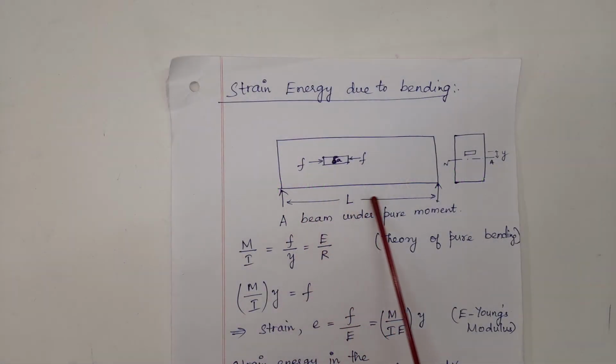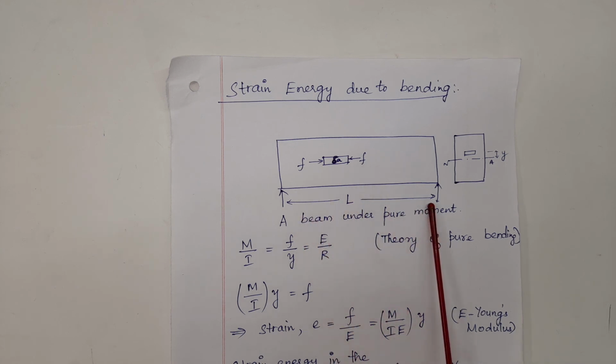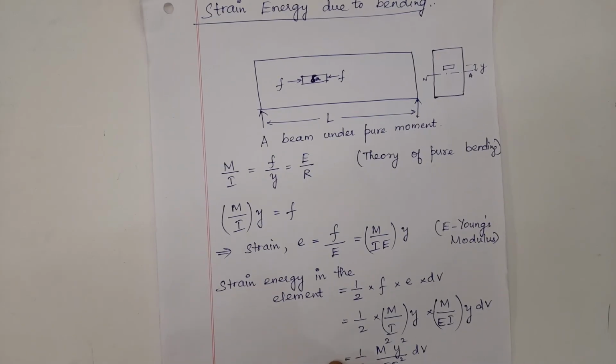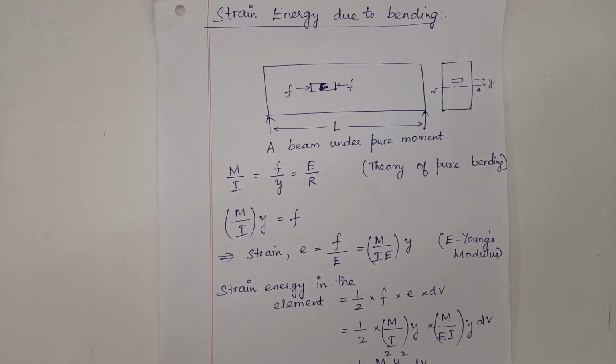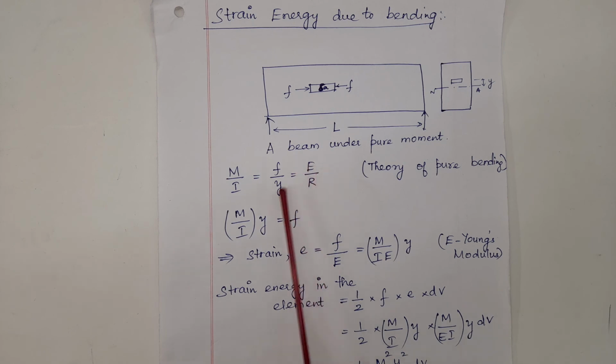It's a beam element. Let us consider a small element of area delta A. It is acted upon by bending stress F on both the sides. Length is taken as L. This is the longitudinal section. I can locate this element at a distance of y from the neutral axis. This beam is said to be under pure moment. So by the theory of pure bending, we can write it as M by I equal to stress by y equal to E by R.